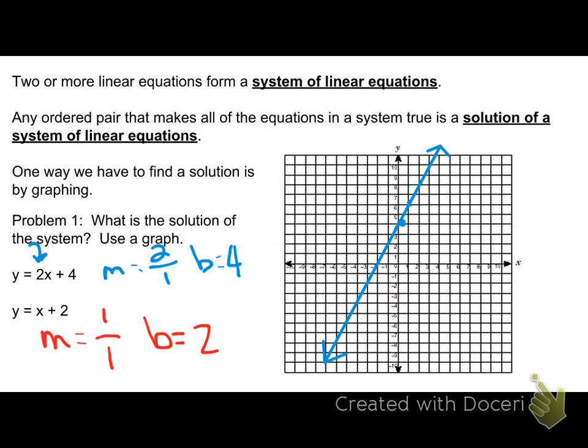So this is going to start at 2. Up 1 and right 1. And again, I like 3 points. You can get as many as you wish. Accuracy is key here.